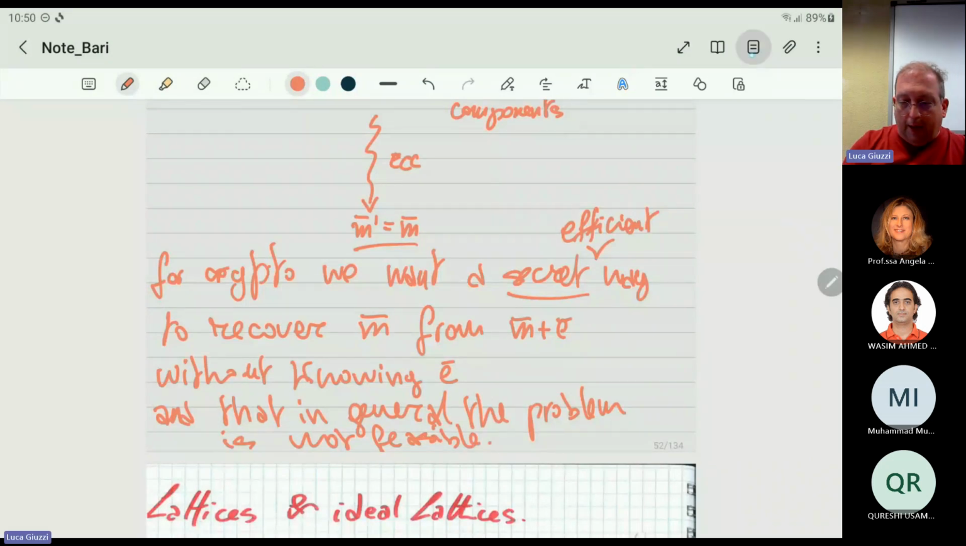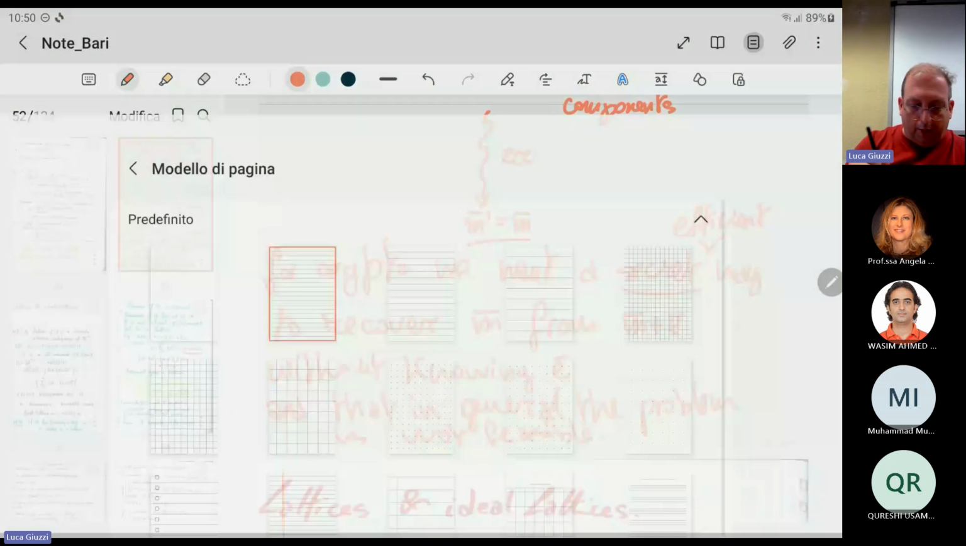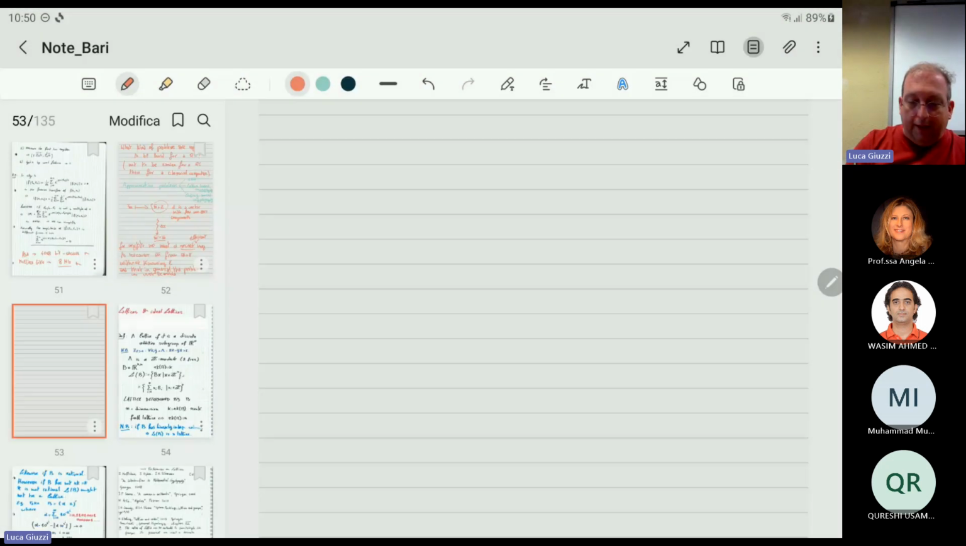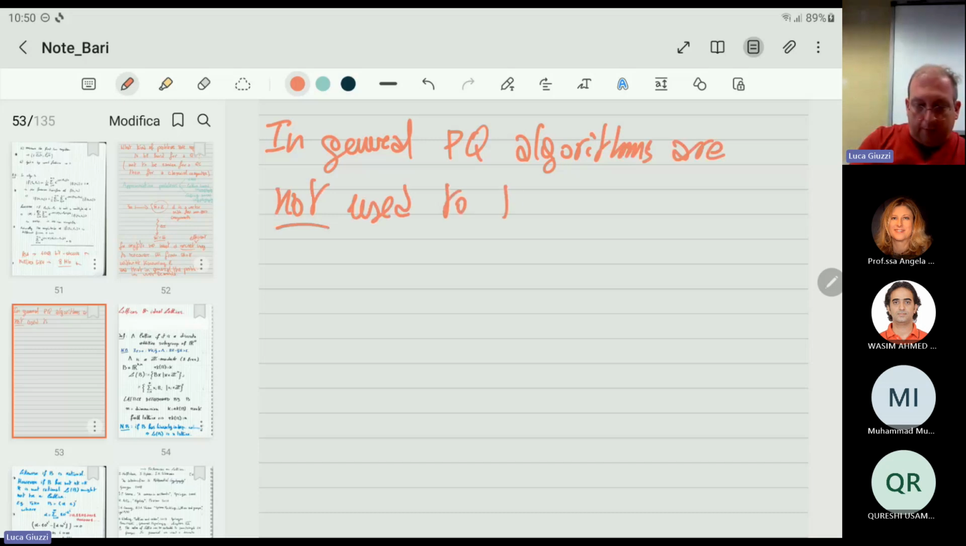There is also another remark I would like to make before starting with post-quantum cryptography. But in general, PQ algorithms are not used to transmit data.